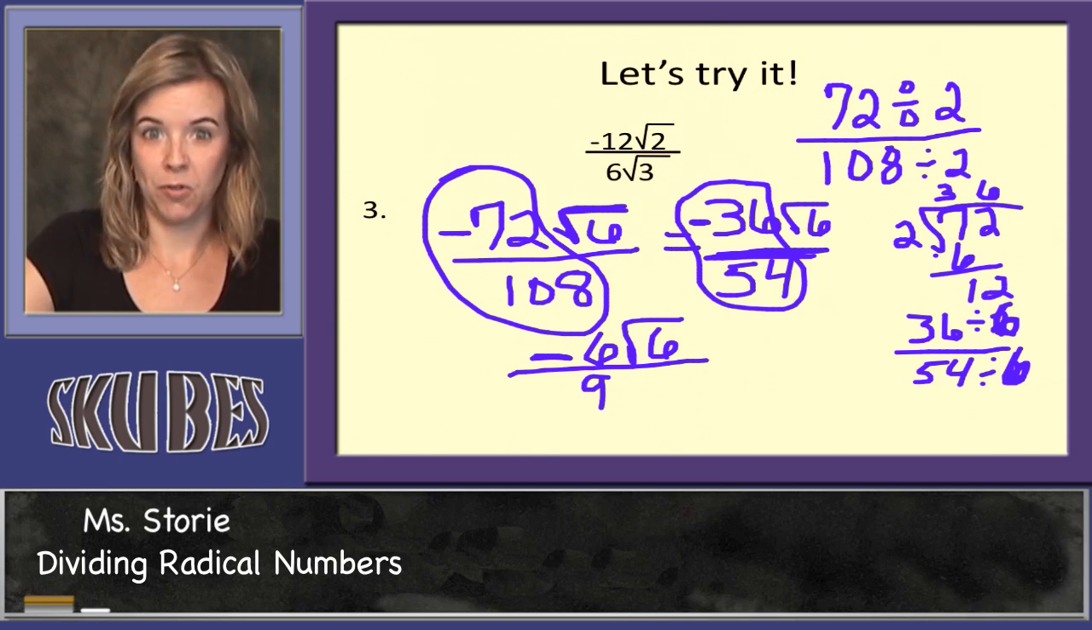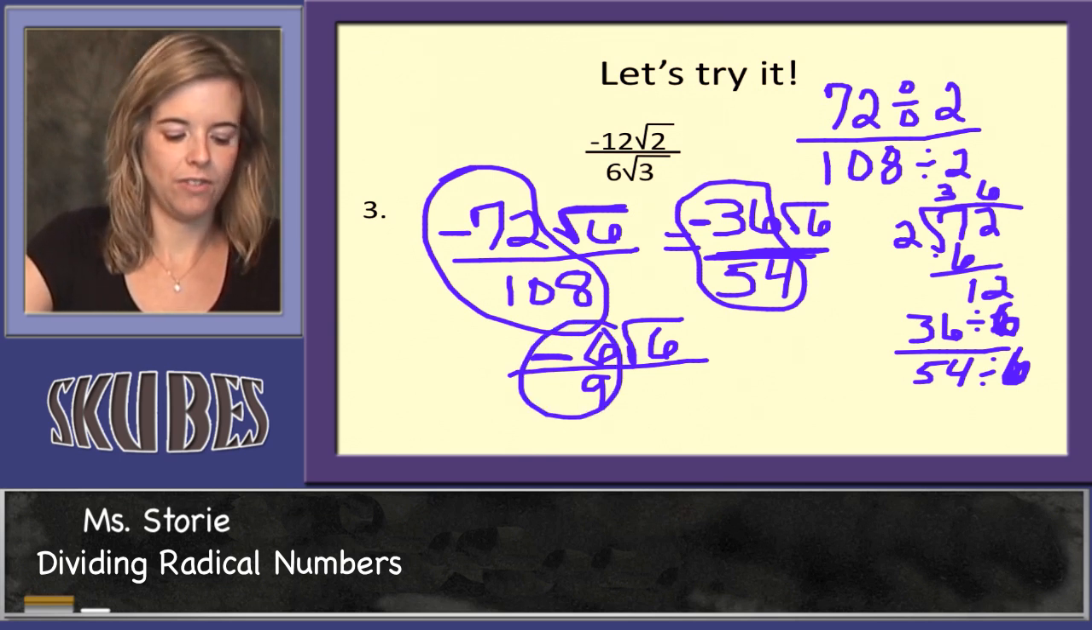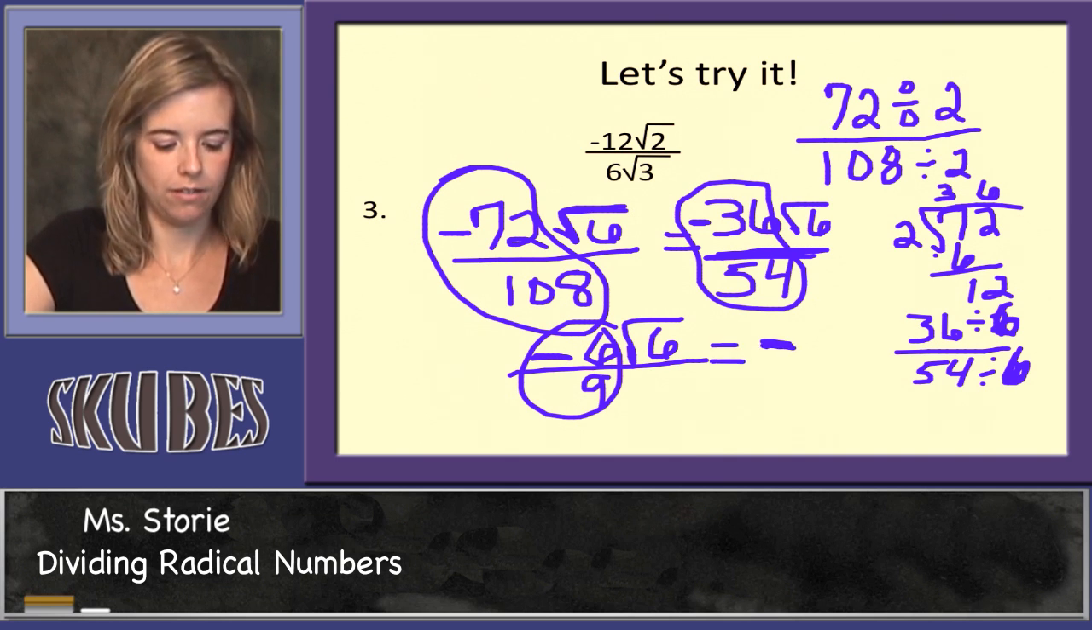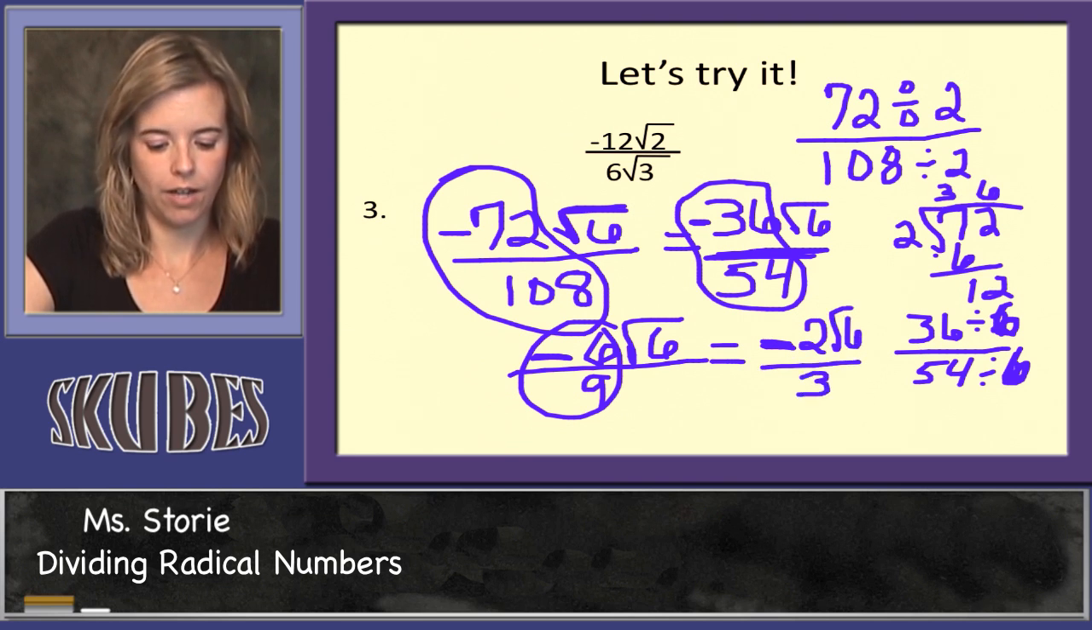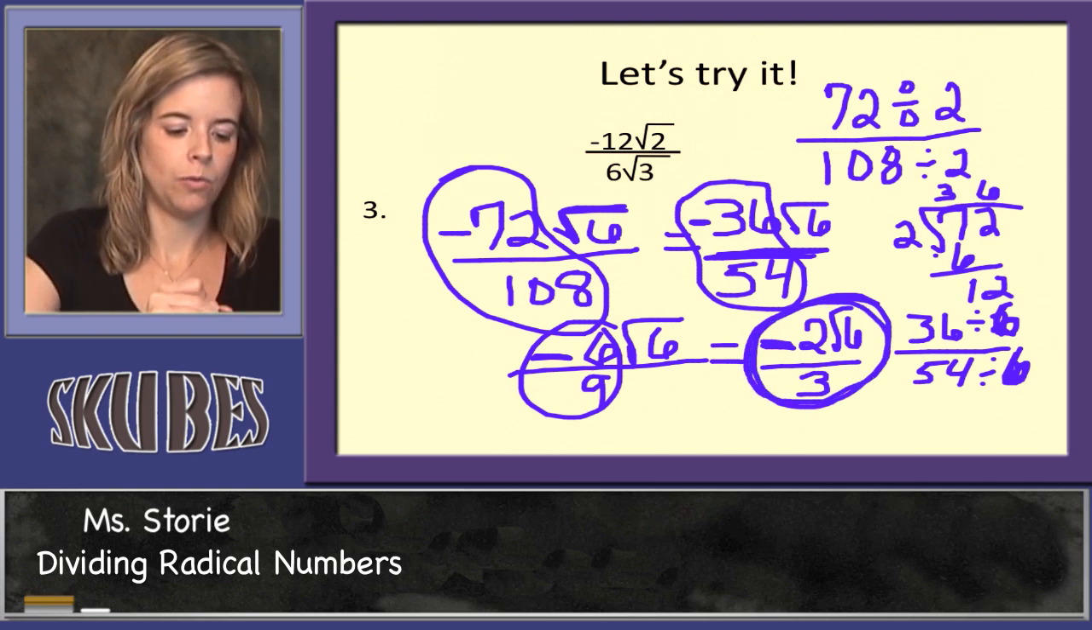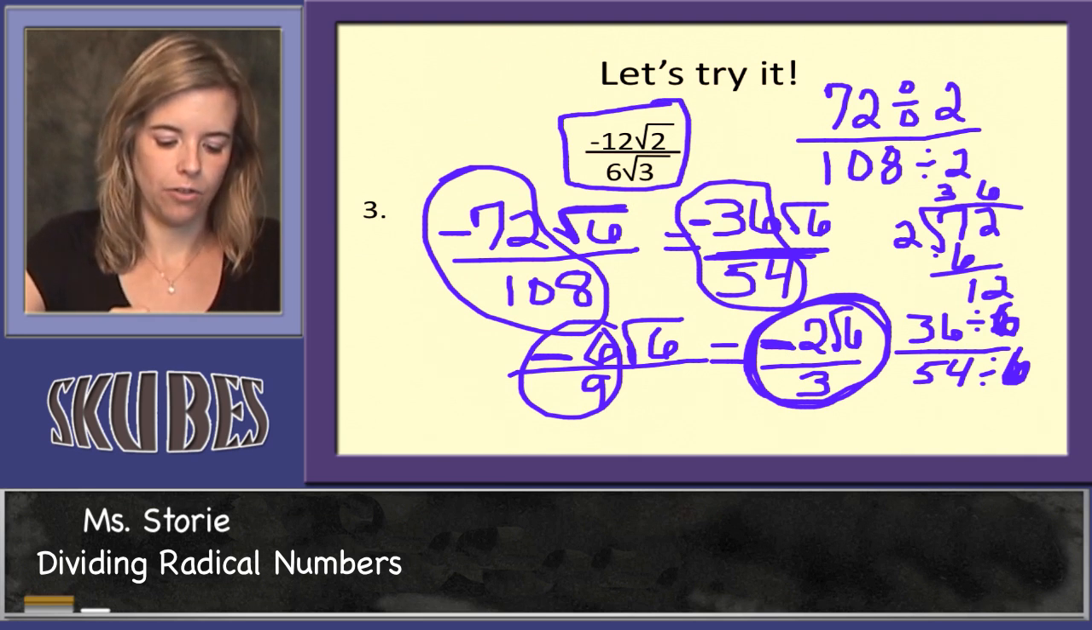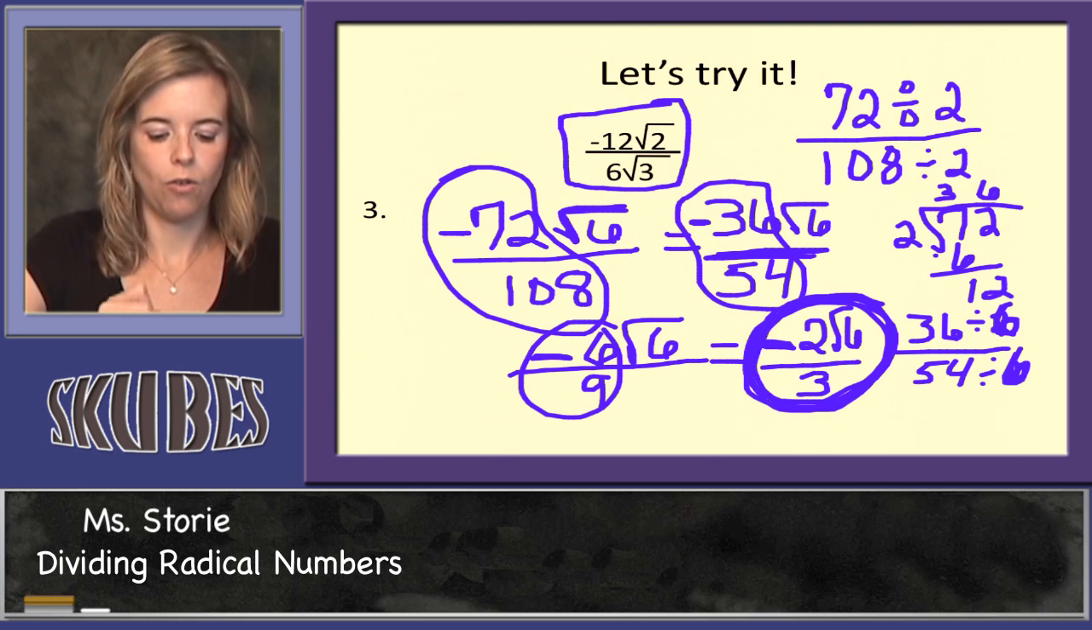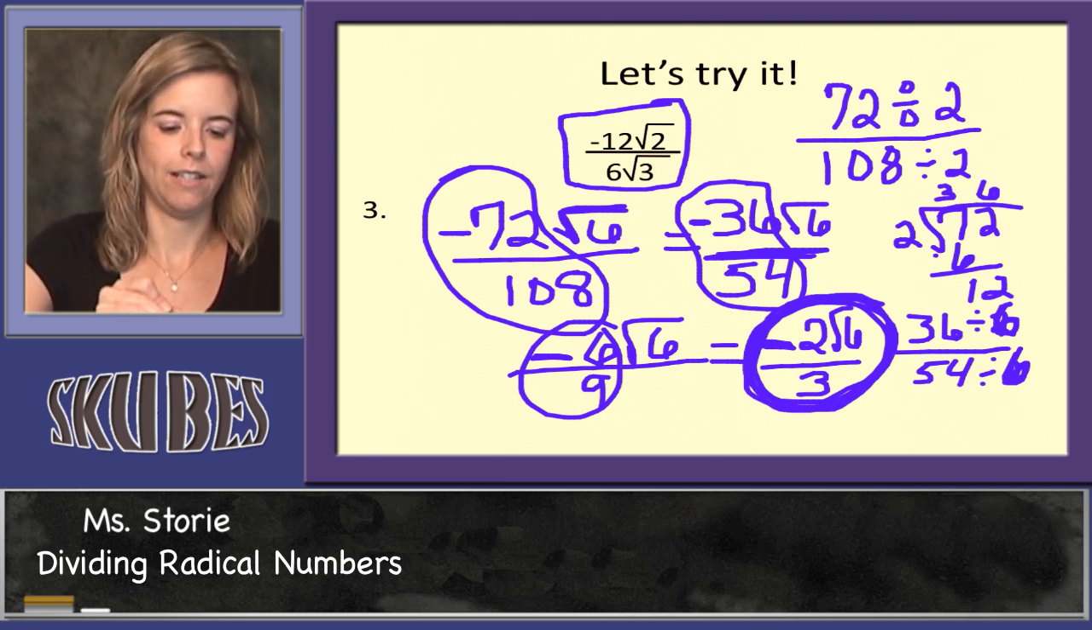We can reduce one more time. Those are divisible by 3. So negative 6 divided by 3 is negative 2, and you still have your radical 6. And then 9 divided by 3 is 3. So right here is your final answer. When we take negative 12 radical 2 and divide it by 6 radical 3, we get negative 2 radical 6 over 3. Seemed like a lot.